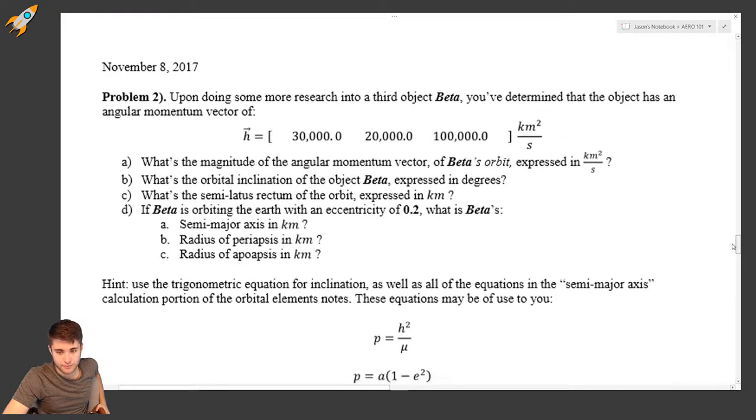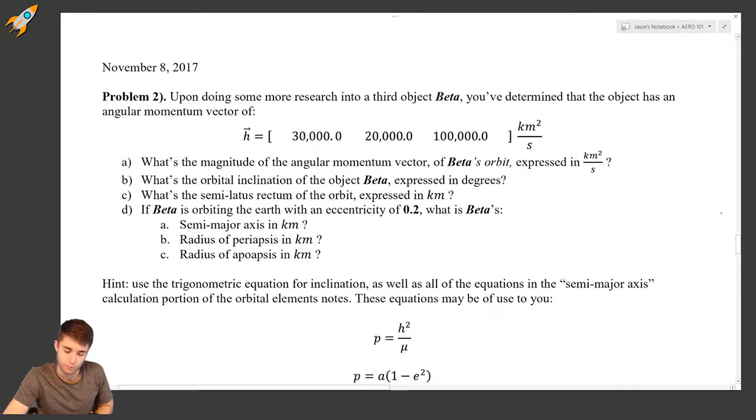So let's look at problem 2 now, okay? Problem 2. Cleaning my tablet.